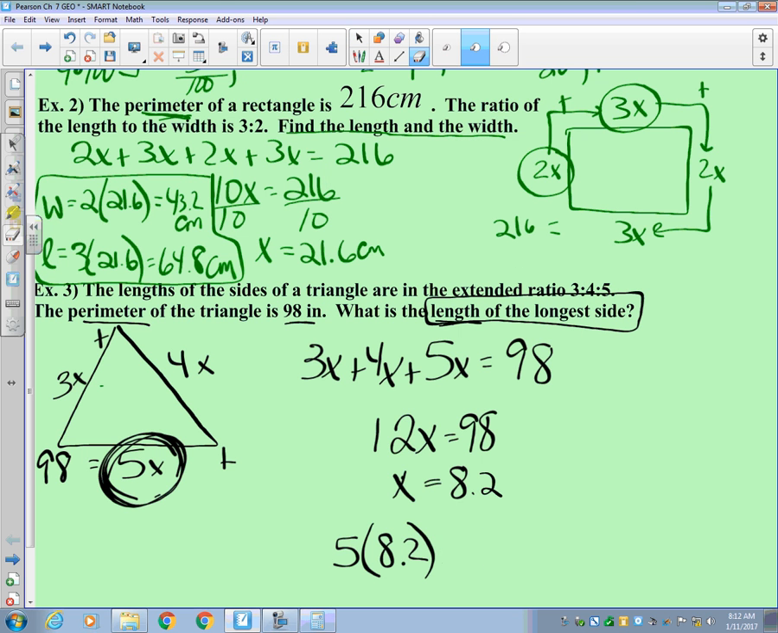And since we rounded here, we have to use approximates. So it's approximately equal to 41 inches.